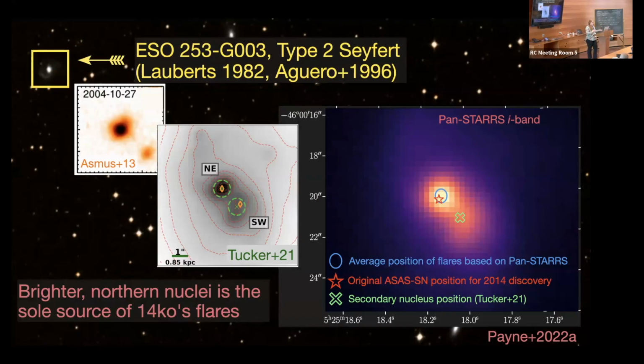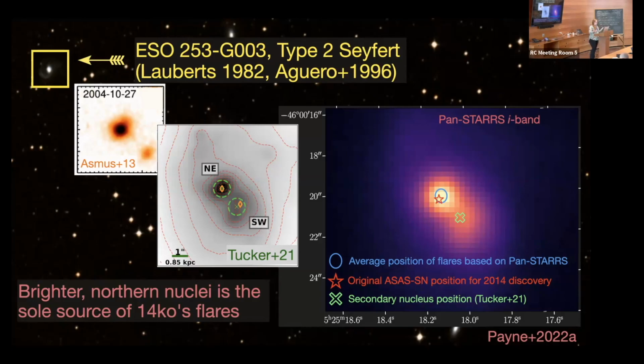So through difference imaging, I was able to very clearly see that only the brighter northern source is the one that's brightening during times of flaring events. There is no change in brightness at all from the southern source. So we can definitively say the northern source is the source of ASASSN-14ko.